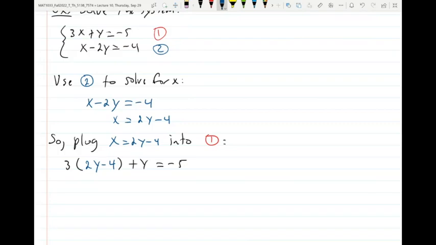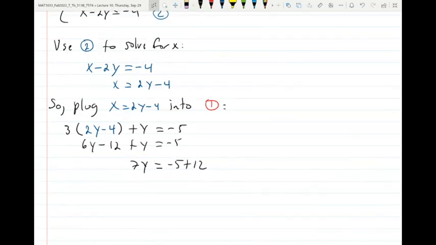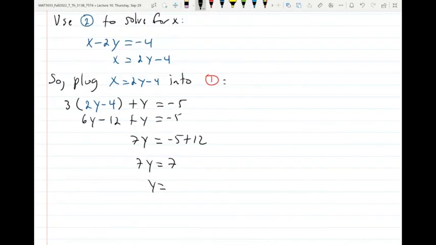Now what do we have here? A linear equation in one variable, so we know how to solve this. So now we solve for y. This is 6y minus 12 plus y equals -5. Move the 12 over and combine like terms. So we get 7y equals -5 plus 12. What's -5 plus 12? Positive 7, sorry. So what is y? 1.